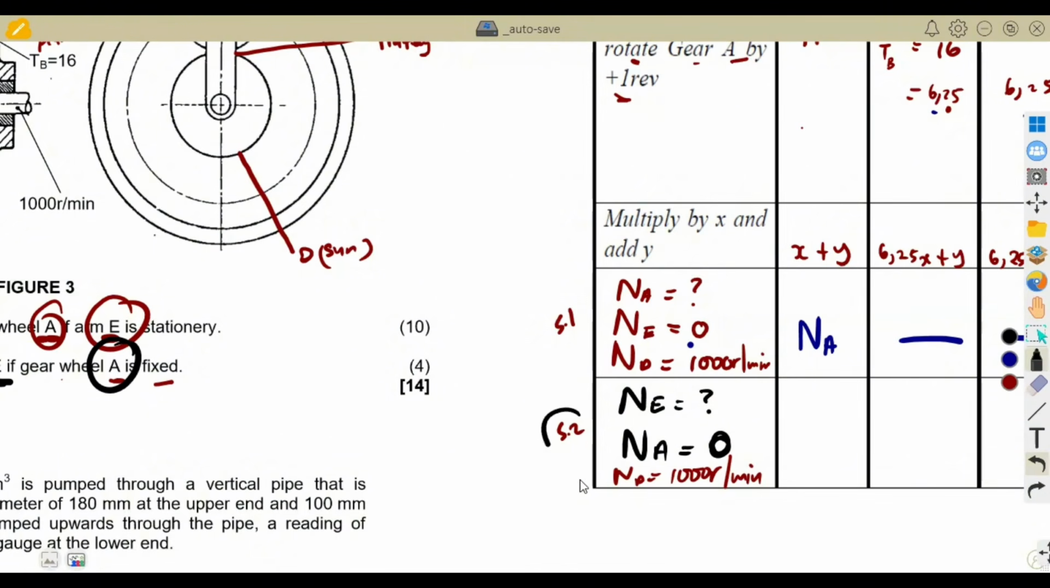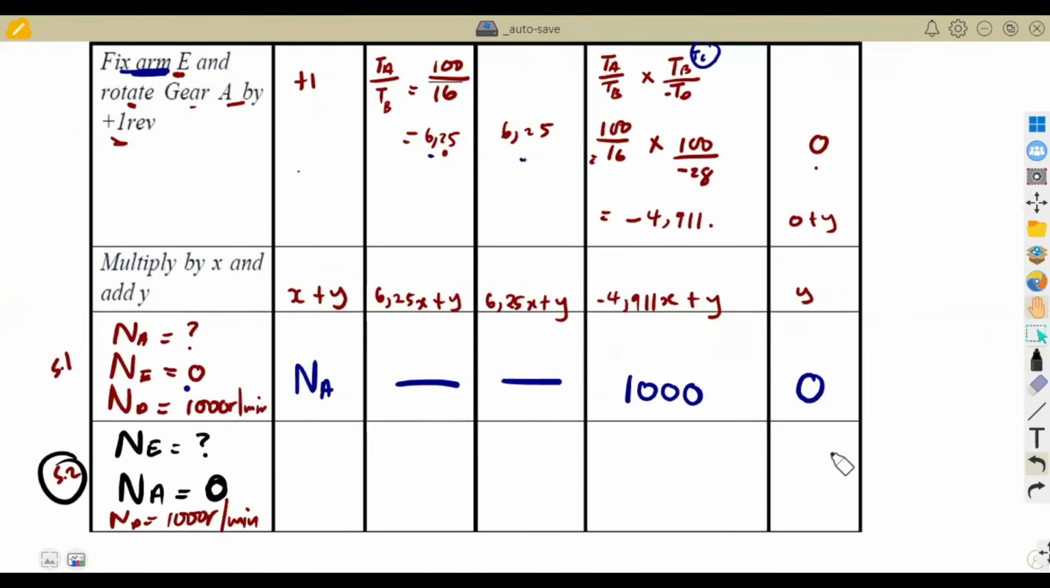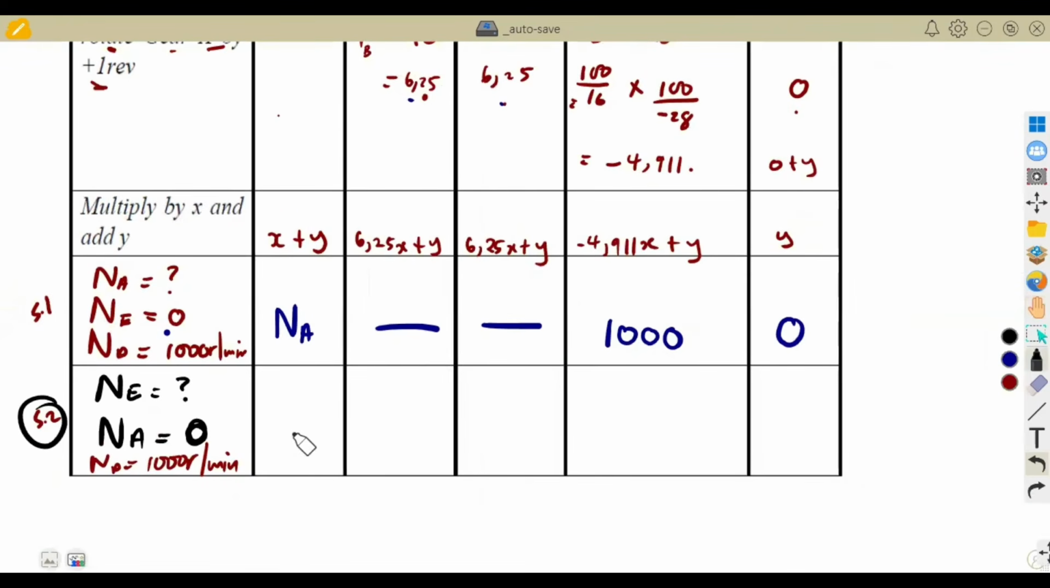That's the condition of question 5.2. So this, you are going to use to answer question 5.2. The speed of A is the one that you're given. Remember, this is A, the annulus, which is given as 0. It's fixed. What about B? There's nothing. What about C? There's nothing. What about D? D is not changing. D is still at 1,000. At least we need to find the speed of the arm, which is our E at the end.